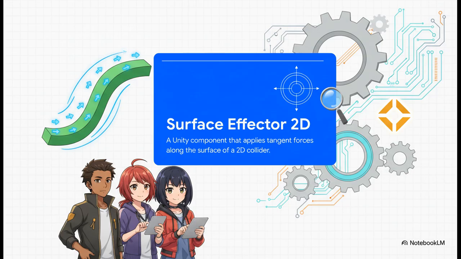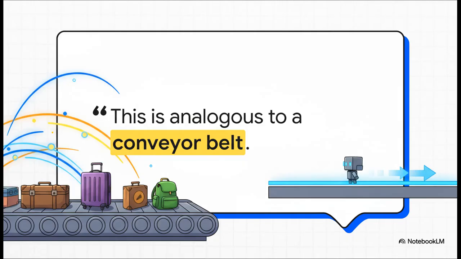So what is this thing, really? Let's start with the official, kind of technical definition from Unity. It says the Surface Effector 2D applies tangent forces along the surface of a 2D collider. Okay, tangent forces. That sounds a little dense, right? What does that actually mean for us in our game? Well, luckily, Unity's own documentation gives us the absolute perfect way to think about this. Just forget the words tangent forces and think of one simple thing: a conveyor belt. That is it. That's the whole idea.